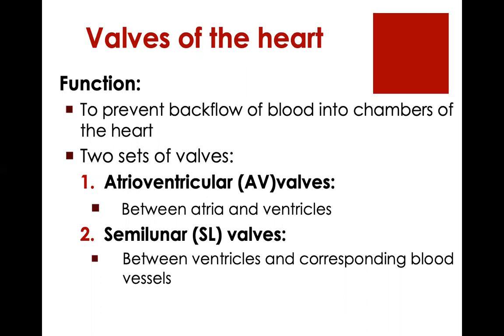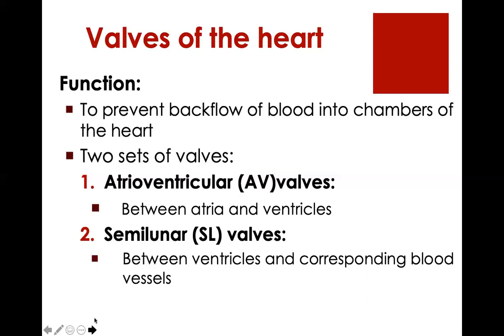So what are the names of these valves? Now, the first set of the valves received their name based on their location. These valves are located between the right and left atria and their corresponding ventricles, and therefore they receive the name atrioventricular or AV valves. The second set of valves are located between the ventricles and their corresponding blood vessels. The shape of these valves is crescent, and therefore they are referred to as semilunar or SL valves.